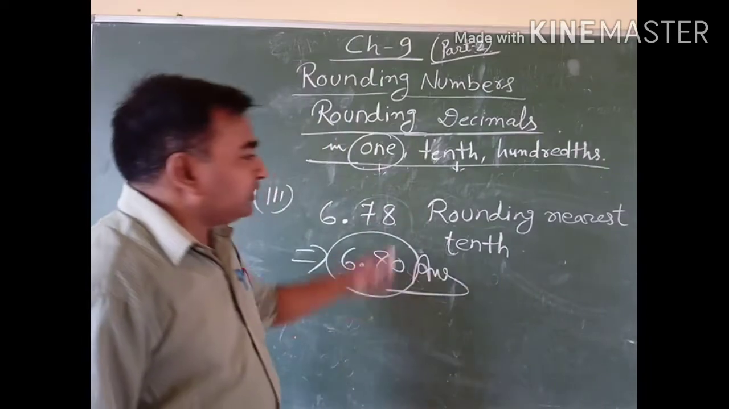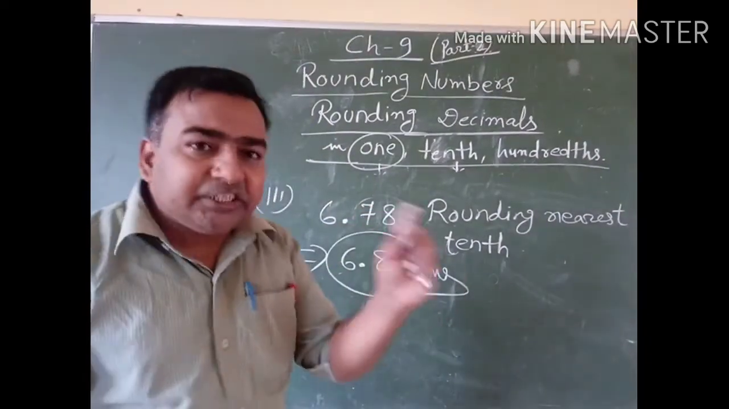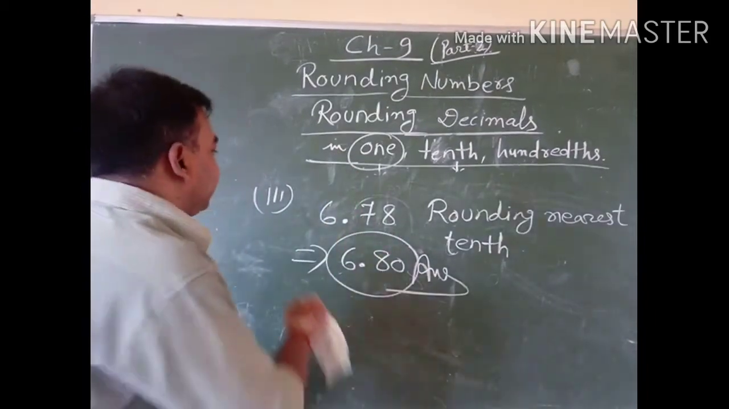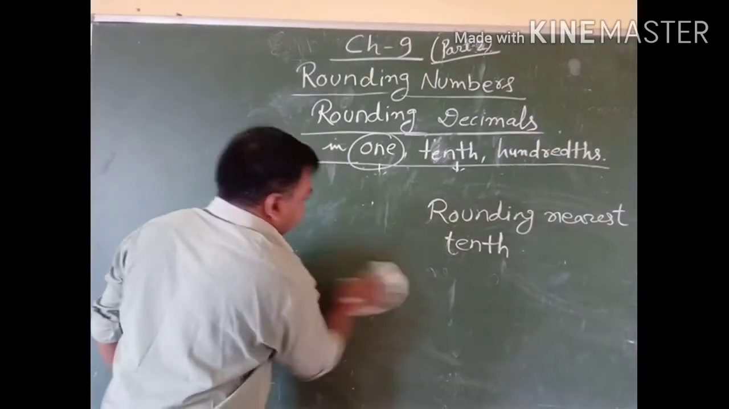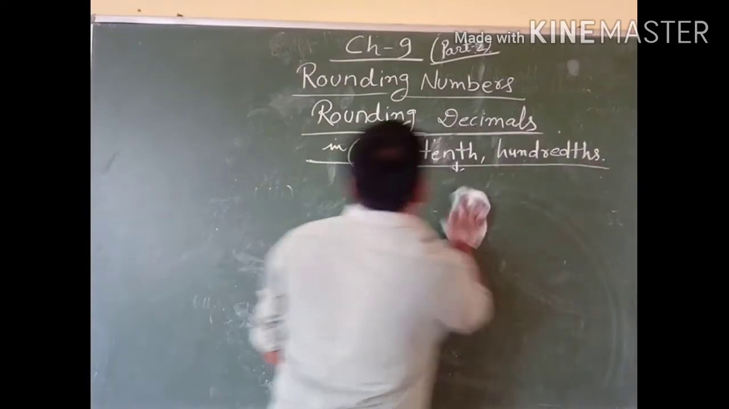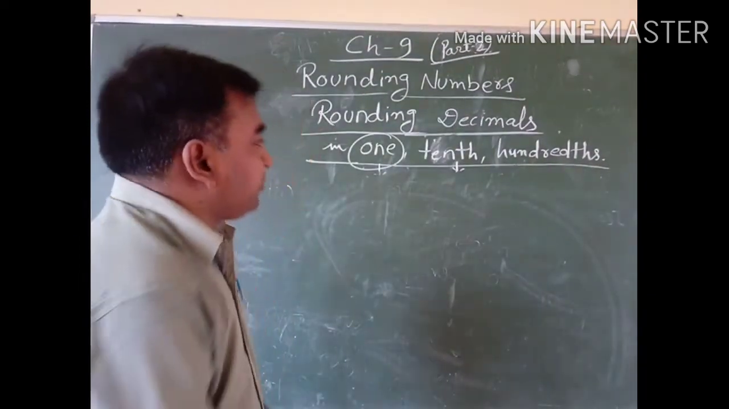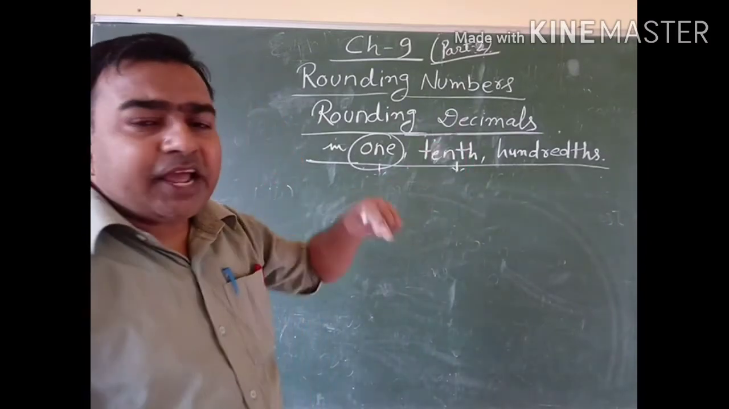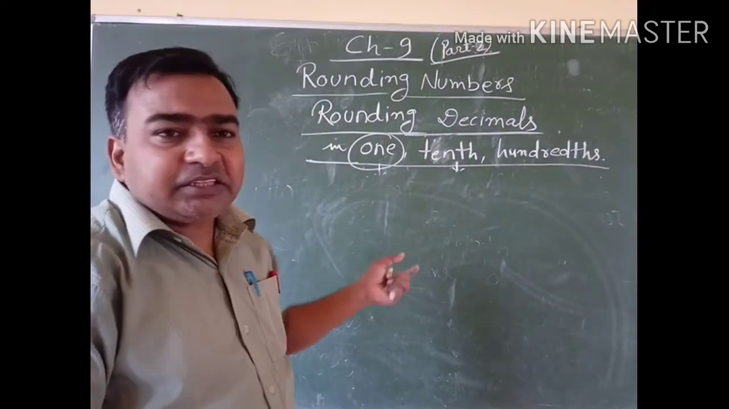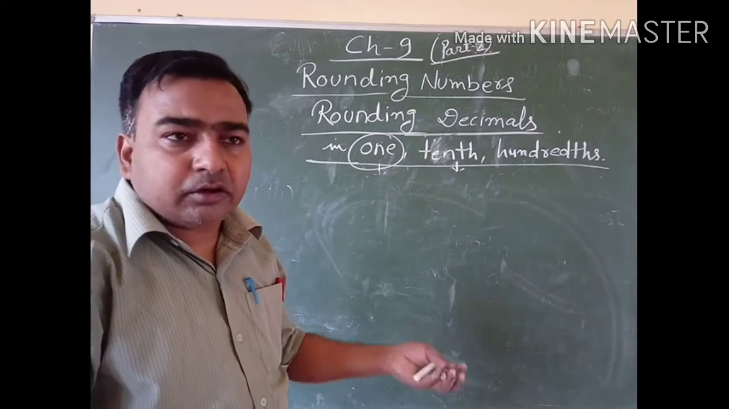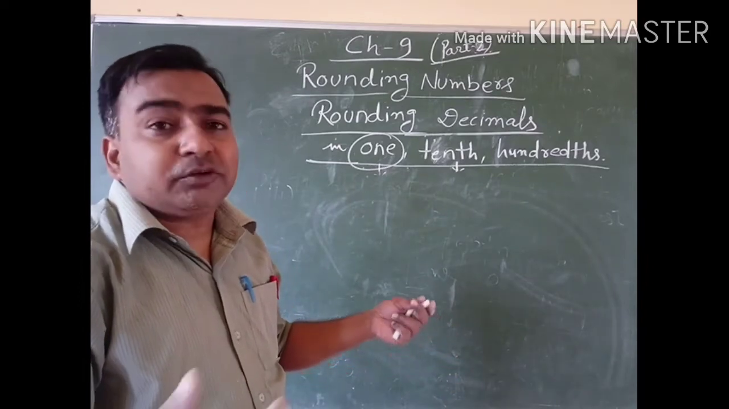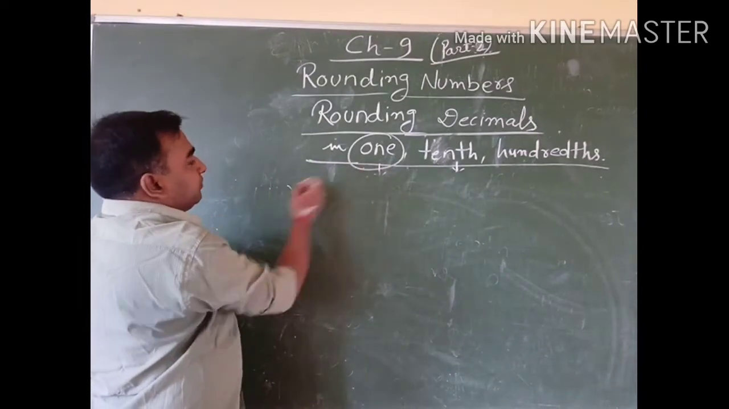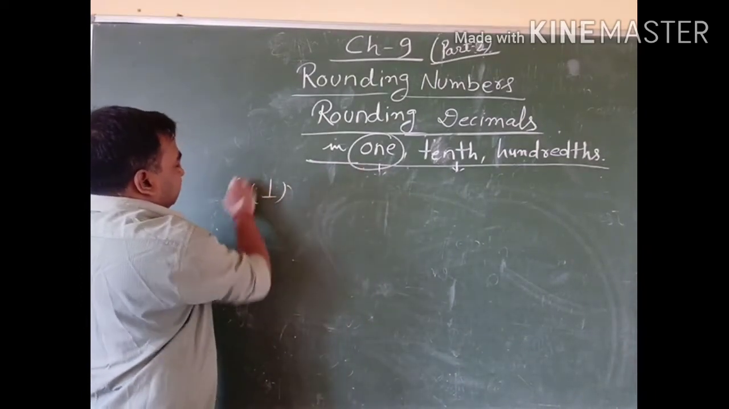Okay, so this type of question, nearest ones or nearest tens, we will solve like this. Now the next question: I am going to explain this through one or more than one example. This is, for example, question number 1.